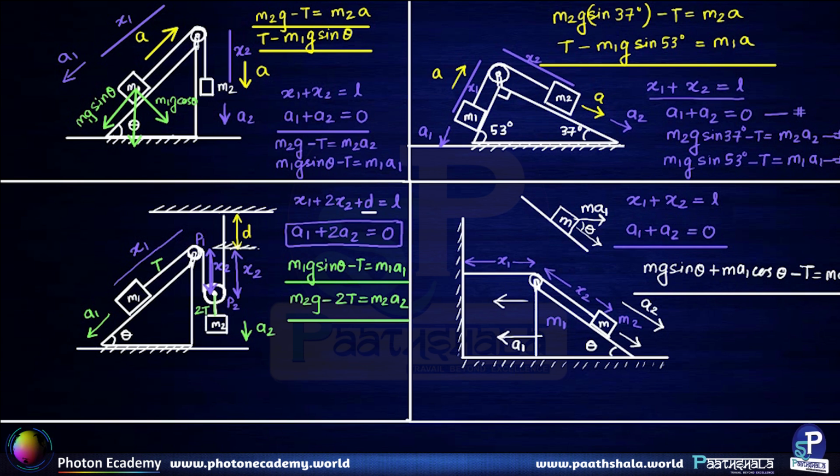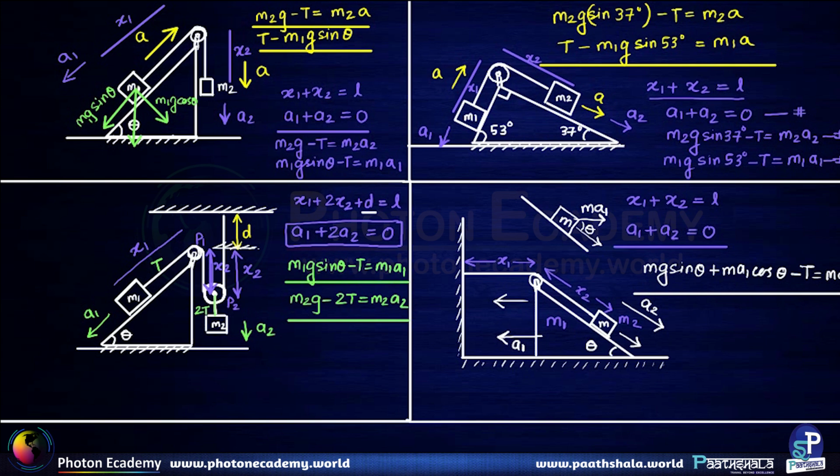Even if at this point in time the listener would not possibly understand this particular equation because of being non-familiar with the concept of pseudo force and how to use it in Newtonian dynamics, in that case I implore the listener to only focus upon the constrained motion equation, which is a1 plus a2 is equal to 0.